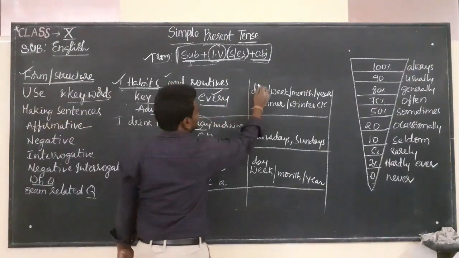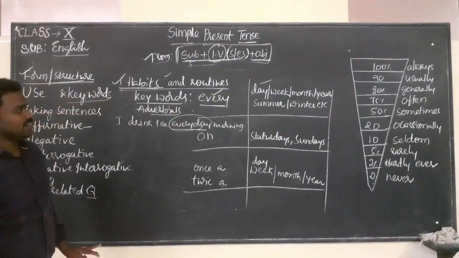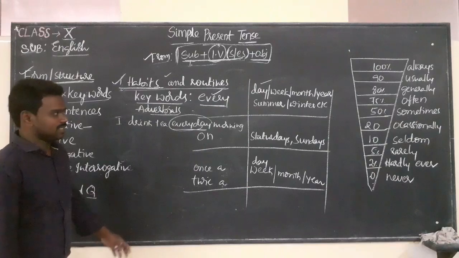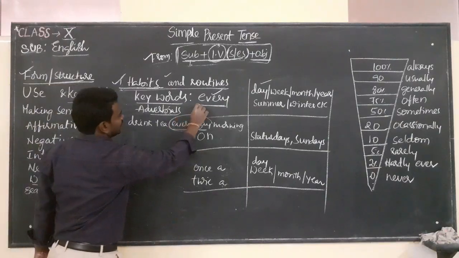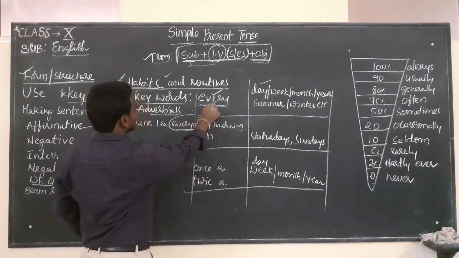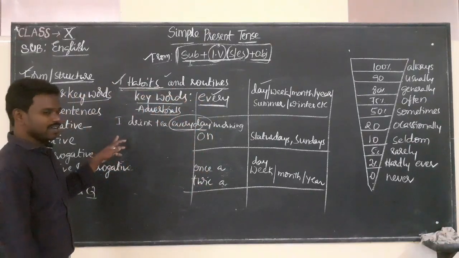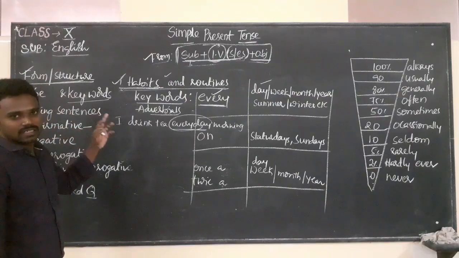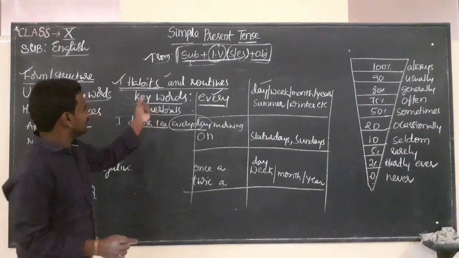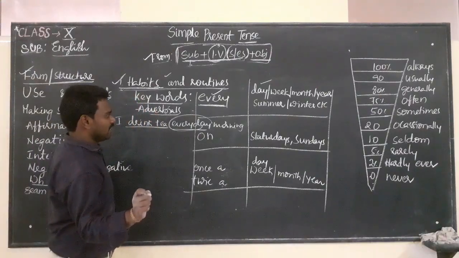Every day is a clue word for simple present. Every day, every week, every month, every year, every summer, every winter, etc. So the word every indicates simple present tense, habits and routines. Every day you drink tea. That's your habit. From Sunday to Saturday you drink tea. That indicates habits and routines. Understand?